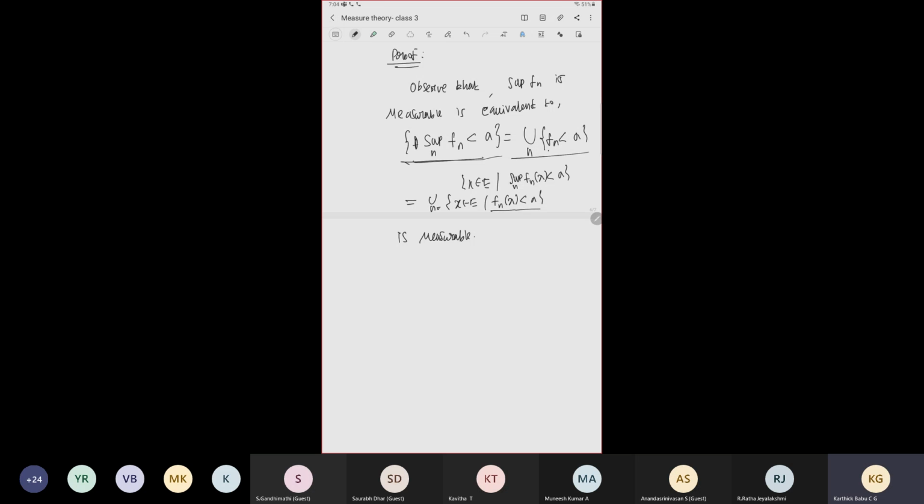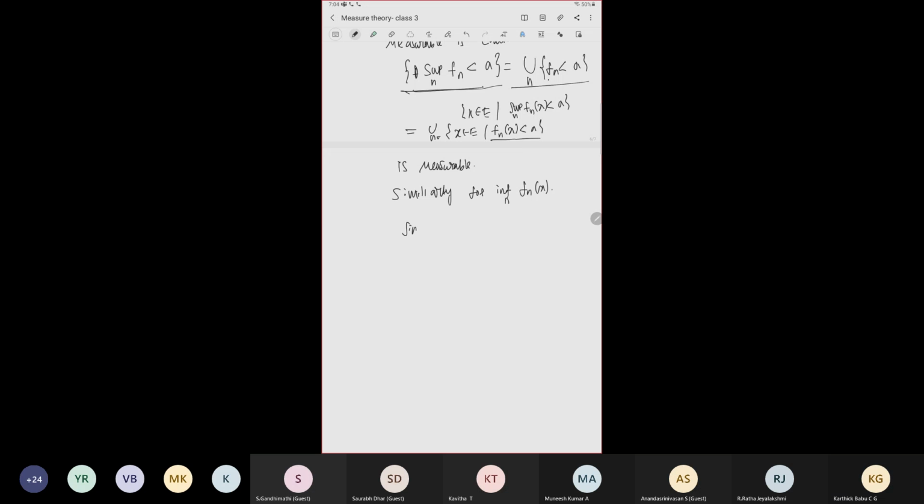And so actually we did the proof for supremum, and infimum follows in the same way. That's why I'm not going to write the proof for infimum. It will similarly follow as we wrote before. Or we can see it this way also: infimum of fn of x is actually like minus supremum of minus fn. We can prove it in this way also.